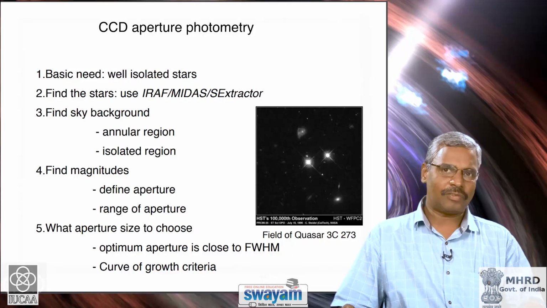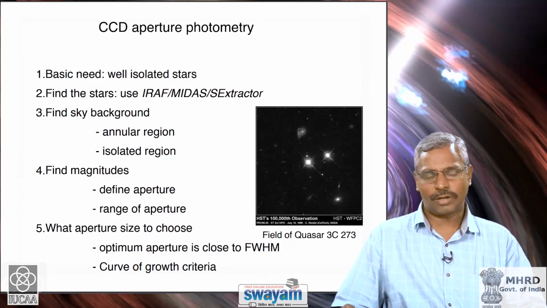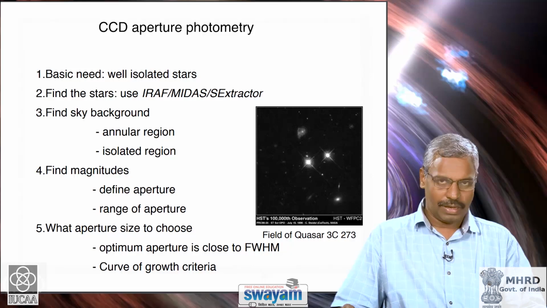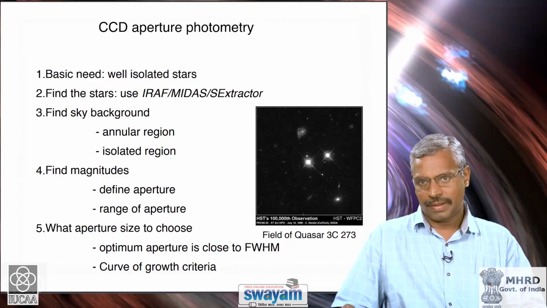The basic idea of aperture photometry is that suppose we are interested in knowing the flux coming from a star. What is normally done is that an aperture is placed on the star of interest, all the photons within the aperture are collected, and then the magnitudes are derived. Nowadays these things are done by standard software available. Here I mention a few, such as IRAF, which is the Image Reduction and Analysis Facility, MIDAS, which is the Munich Image Data Analysis System, and the third is called Source Extractor.